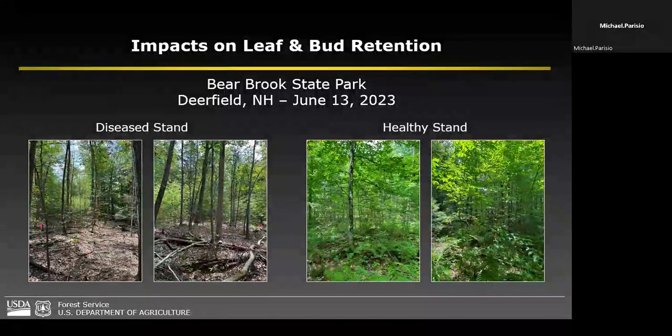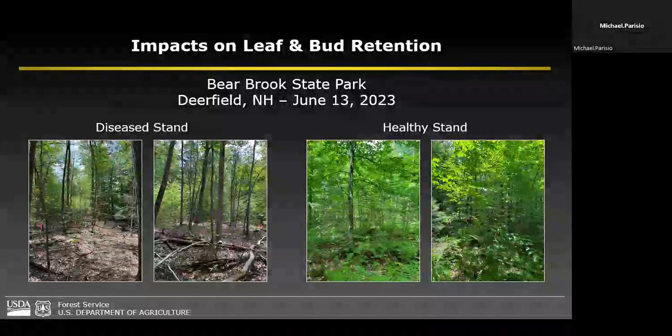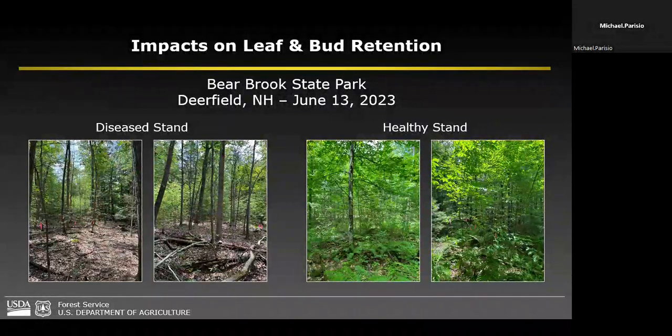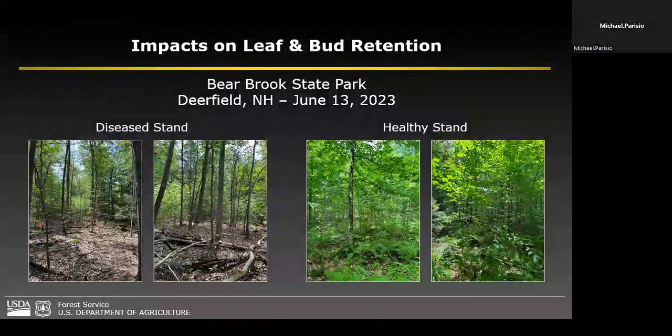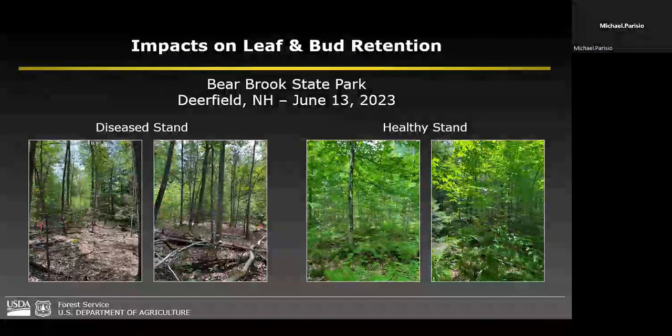This is from a site in southern New Hampshire. This is at Bear Brook State Park. This is one of our first infections we found in the state in a natural stand. And I think to date it's probably the most severe that we have. That photo on the left, I believe, is 2 years post-infection. And you can see that compared to another beech-dominated healthy stand.